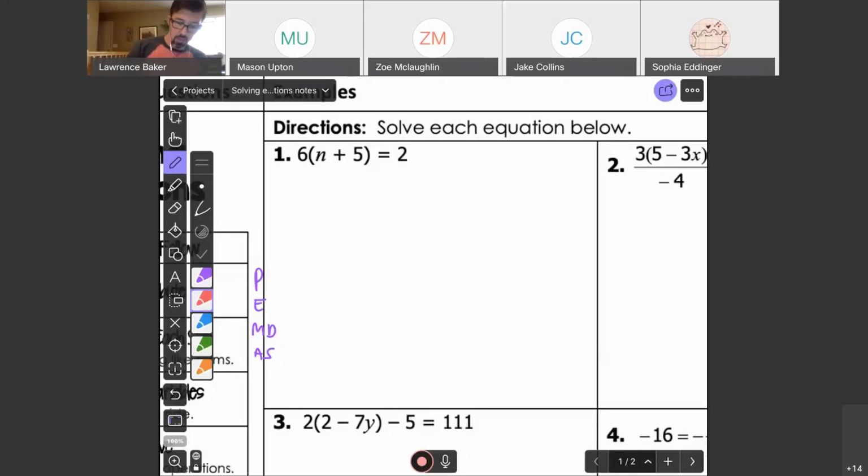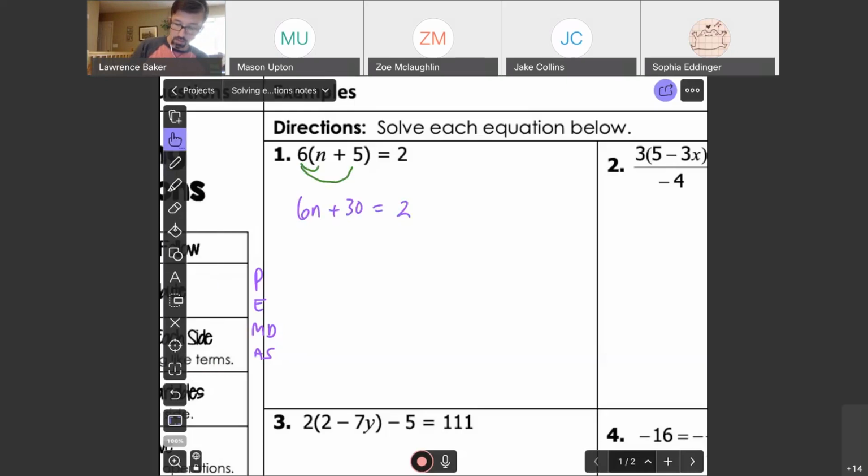So looking at this first problem, what I would notice right off the bat is that there's some distribution to do. And there's more than one way to skin this cat, but one thing I can do is distribute the 6. So I get 6n plus 30 equals 2. So we're done with the simplifying parts.